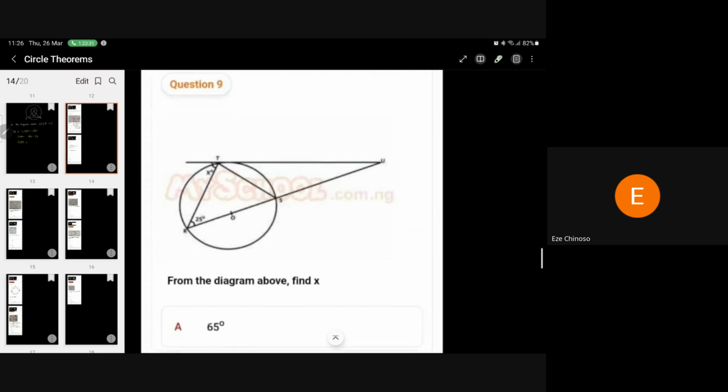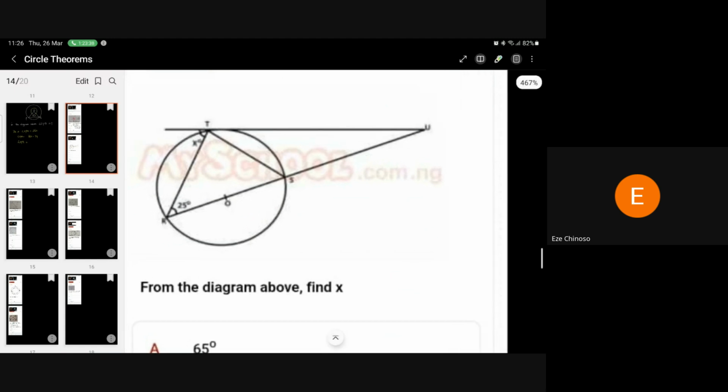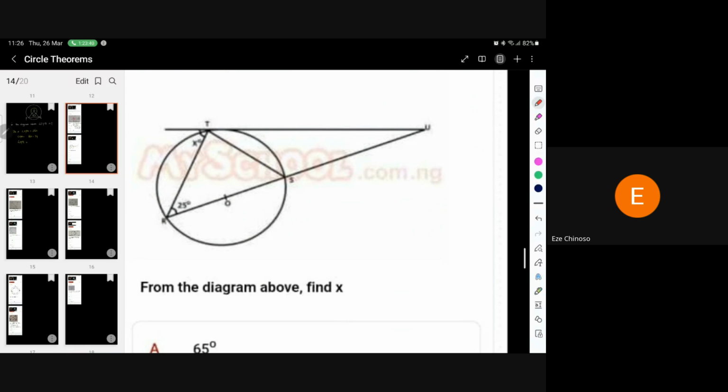All right, the next one. Look at this one. This thing is a bit blurry, but let's see what we can do. They said from the diagram above, find x. Whenever you see lines coming from a point, always remember the theorem I told you about, I think the second to last: tangents from the same point are equal. It simply means that this line and this line are equal. Is that okay?